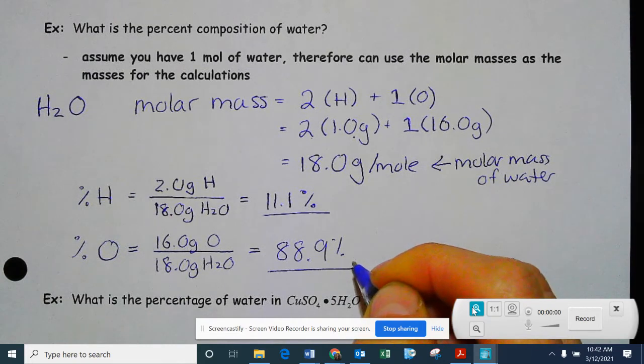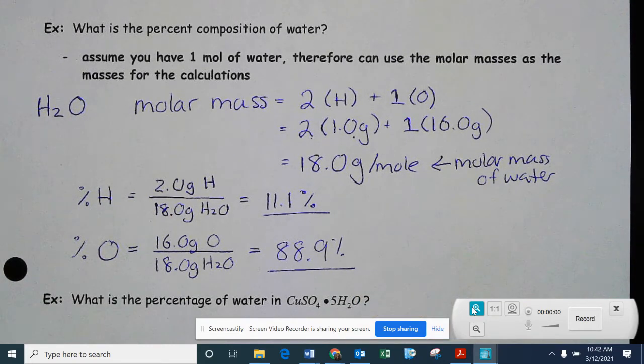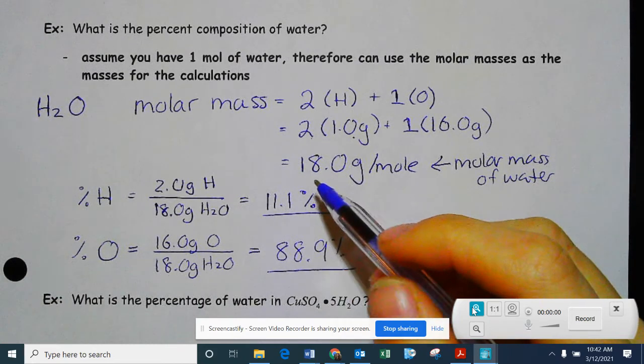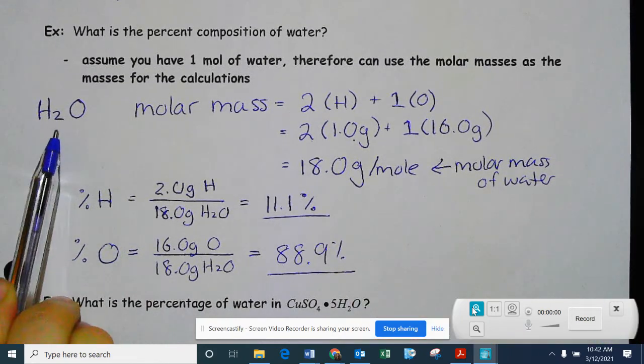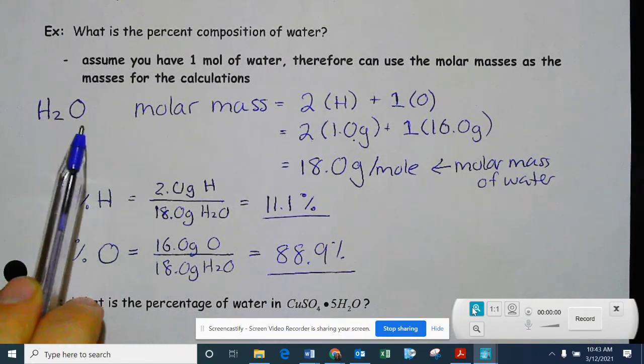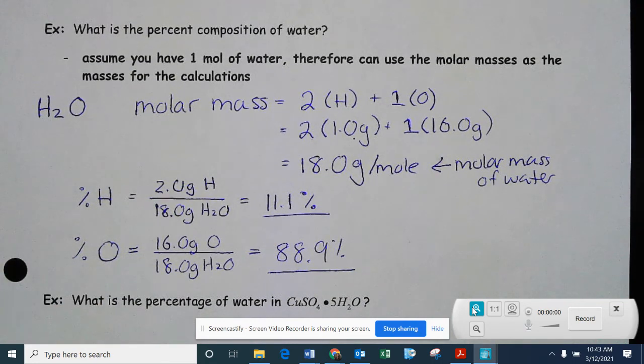So 88.9% of the mass of water is the oxygen in it, and 11.1% of it is the mass of hydrogen. So even though in the actual water molecule I've got 2 hydrogens for every 1 oxygen, the majority of its mass is actually coming from that 1 oxygen. Does that make sense? Any questions about that?